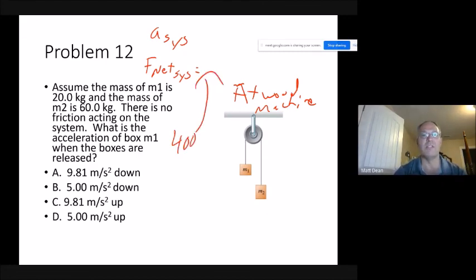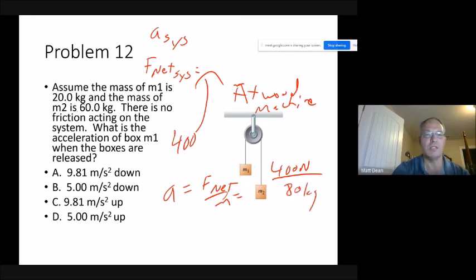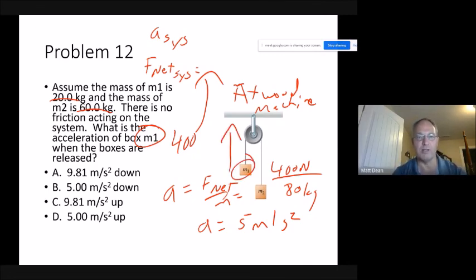Calculate the acceleration of the system. We're going to say a equals F net over m. We're going to take the net force acting on the system of 400 newtons. We're going to divide that by the total mass of the system, 80 kilograms, 60 plus 20. And we're going to end up with an acceleration of 5 meters per second squared. Now, in this case, since we're asking about box M1, that box is going to be getting pulled up, right? Because M2 is heavier. So that would be 5 meters per second squared up, or positive 5 meters per second squared.